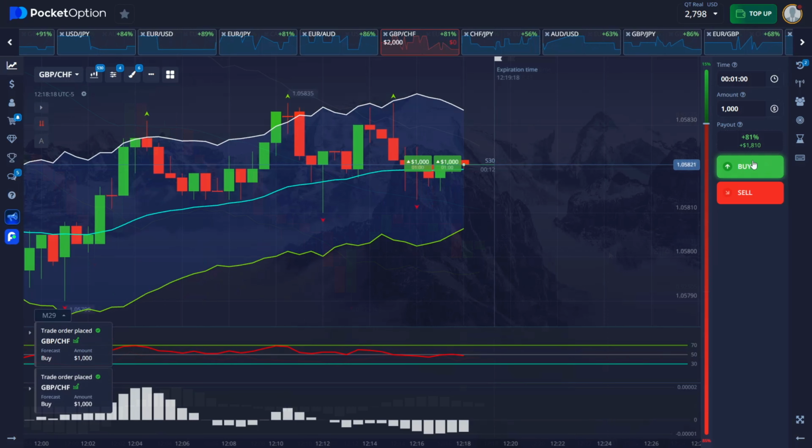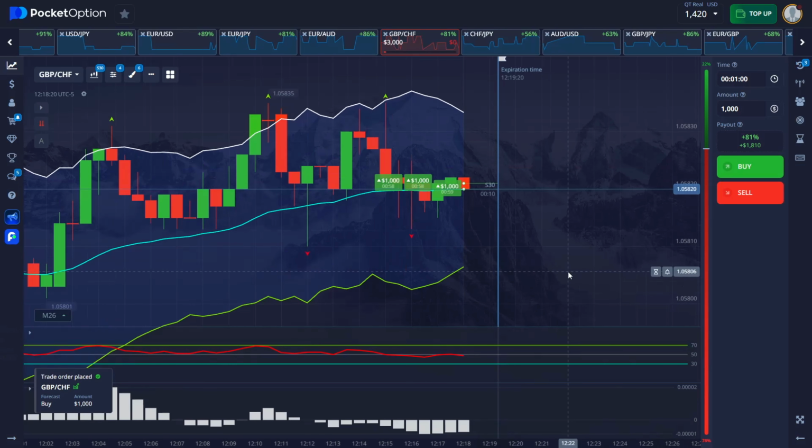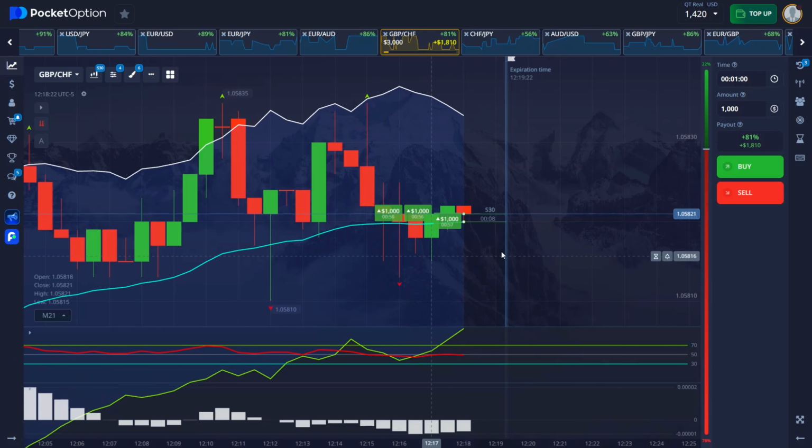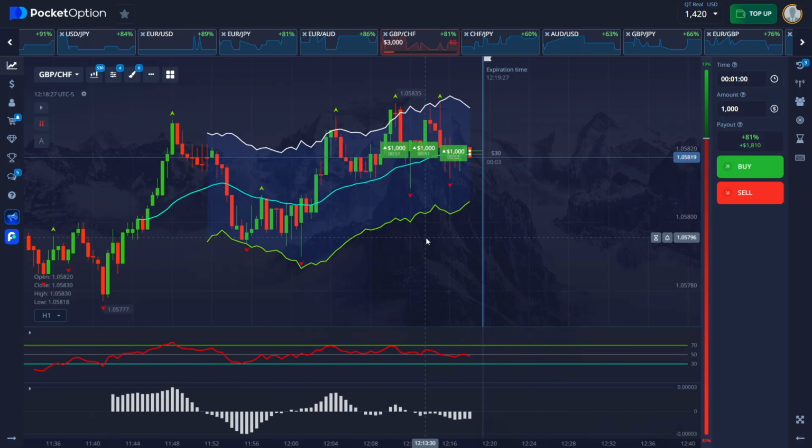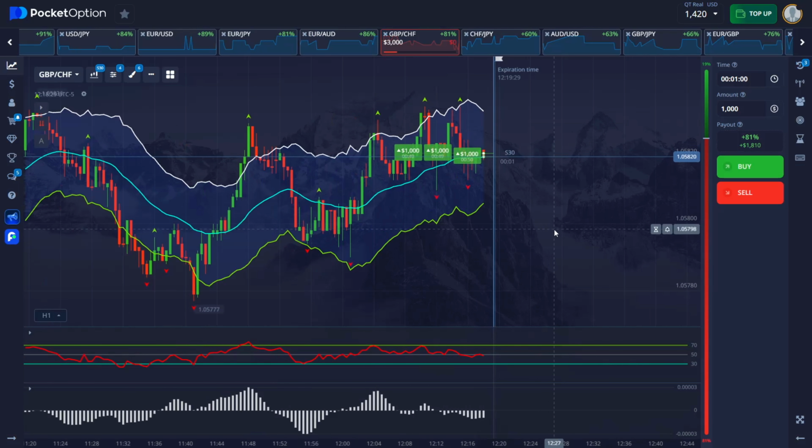Let's find another. Okay, so I'm going to take 3 trades right here. I see that the Keltner channel was supporting the price all this time, going higher.